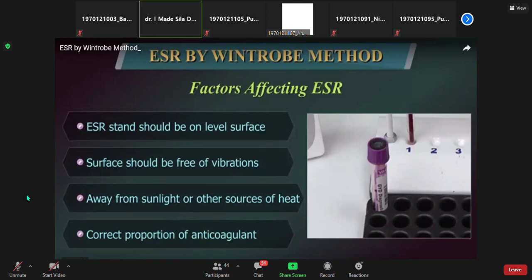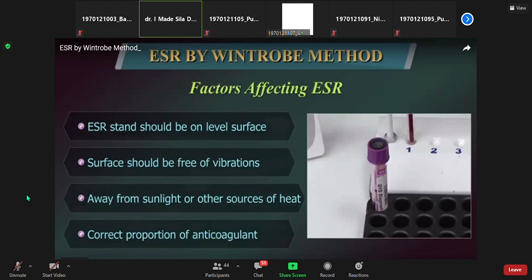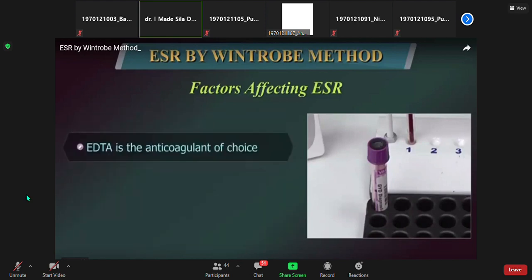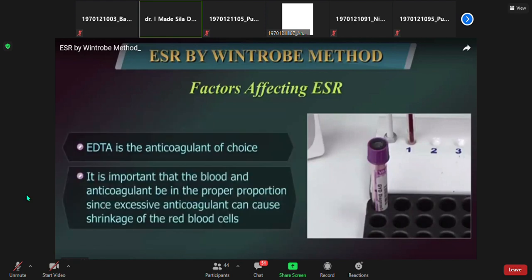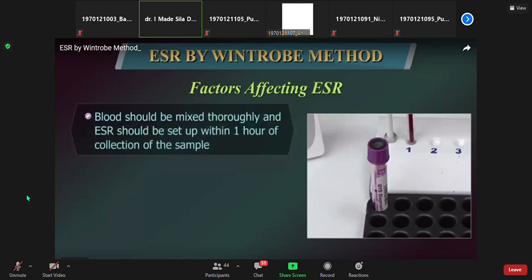The sample must be collected in an appropriate anticoagulant and in proper proportion with the anticoagulant. EDTA is the anticoagulant of choice. It is important that the blood and anticoagulant be in the proper proportion, since excessive anticoagulant can cause shrinkage of the red cells. The blood should be mixed thoroughly.